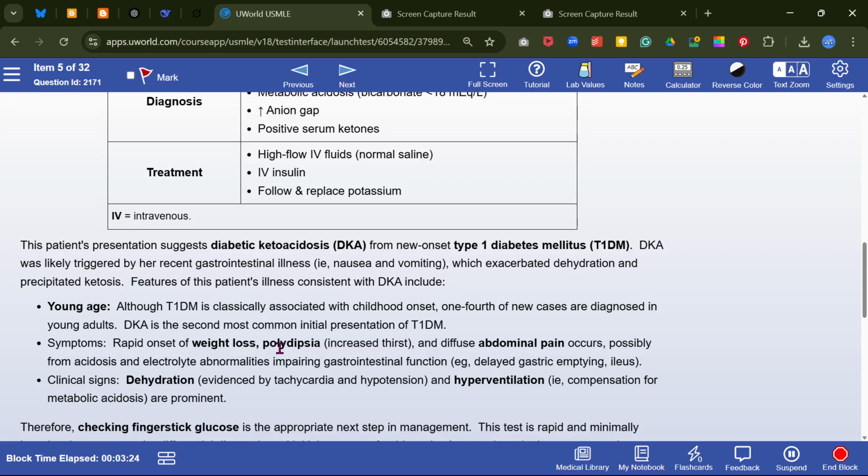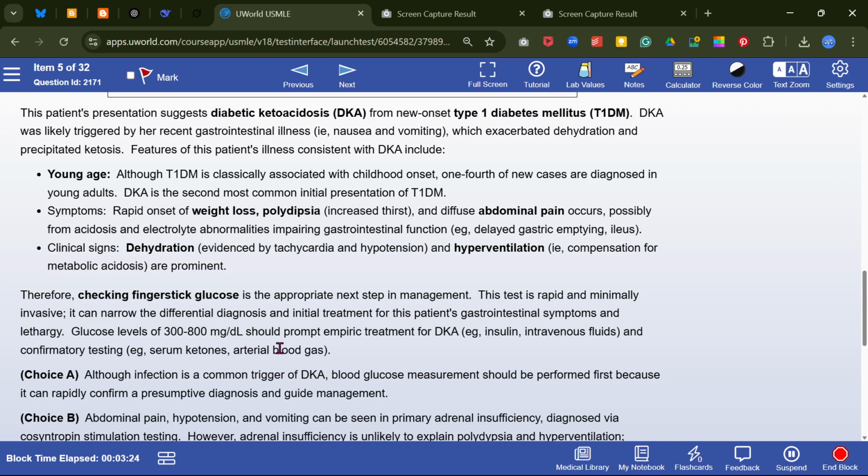Although type 1 diabetes mellitus is classically associated with childhood onset, one-fourth of new cases are diagnosed in adults. DKA is the second most common initial presentation of type 1 diabetes mellitus. Other features include rapid onset weight loss, polydipsia, increased thirst, and diffuse abdominal pain, which occurs possibly from acidosis and electrolyte abnormalities that impair GI function. Clinical signs include dehydration evidenced by tachycardia and hypotension, and hyperventilation as compensation for metabolic acidosis.